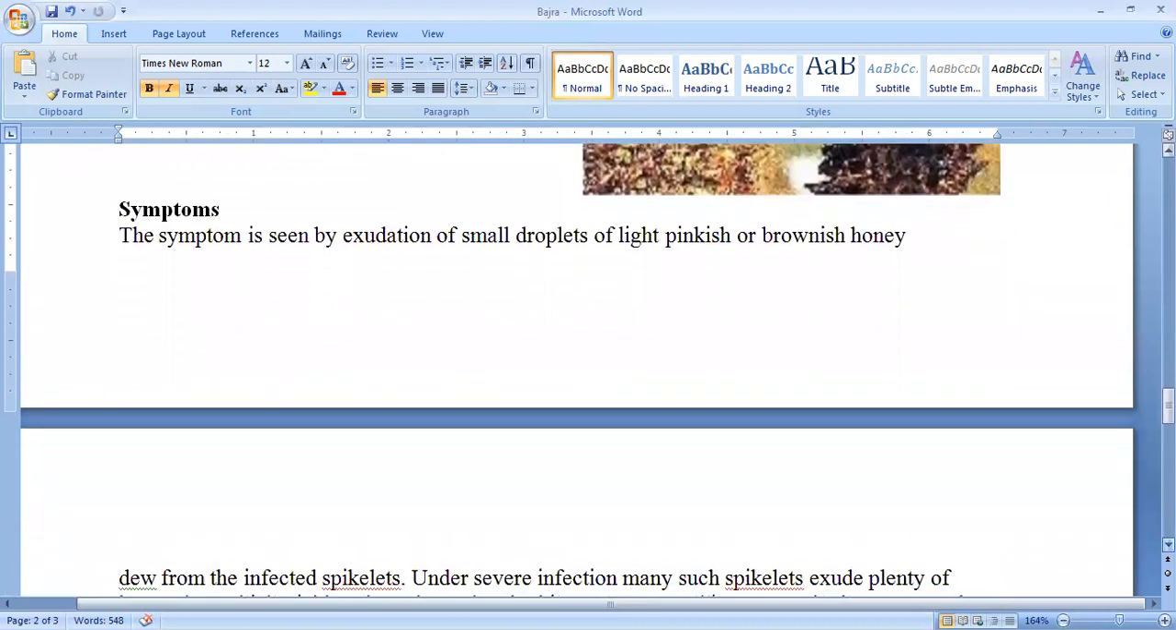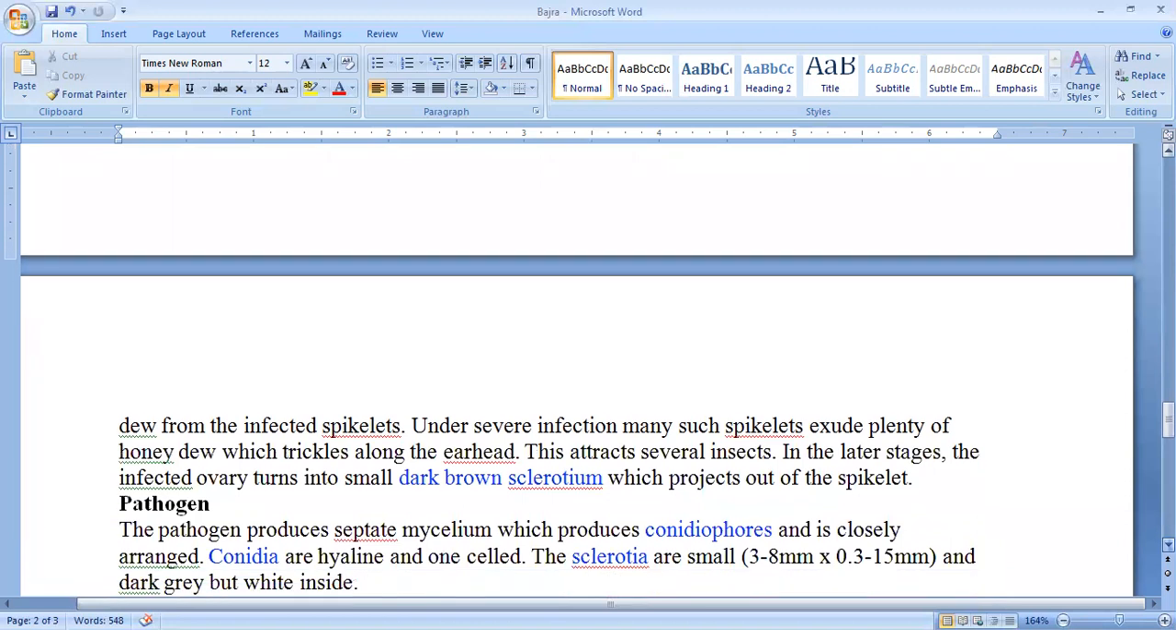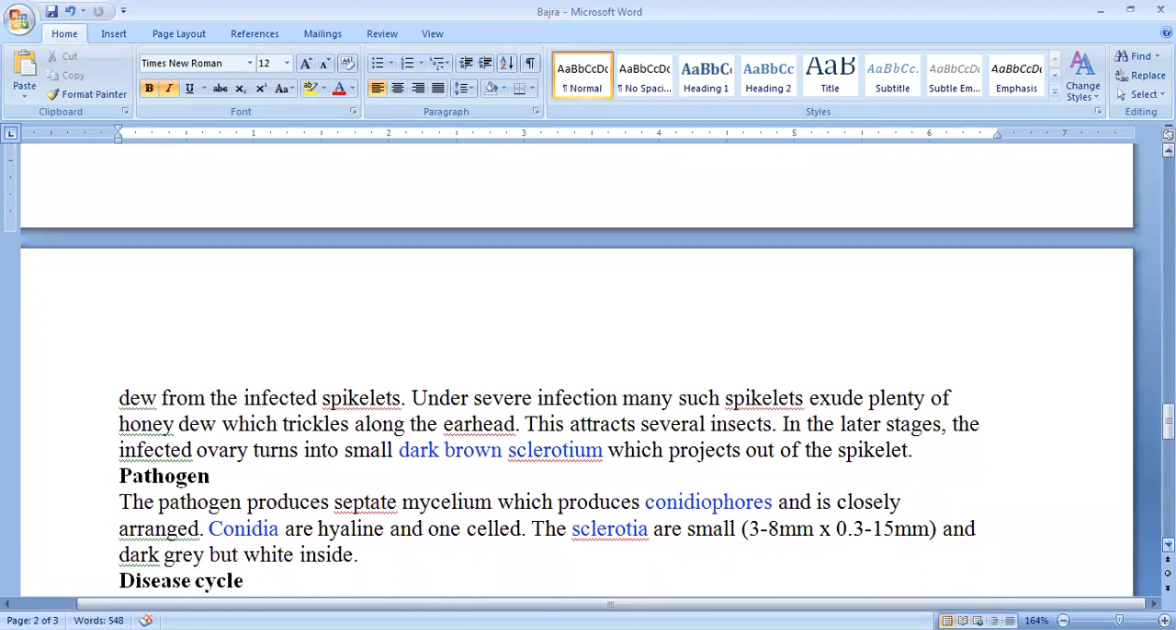So let's repeat the symptoms. It is seen by exudation of small droplets of lightish pink or brownish honey colored dew from the infected spikelet. So students, I hope you will keep in mind the main symptom, that is honeydew. Then as the infection goes on, after 10 to 15 days, what happens? These infected ovaries of the spikelet turn into dark brown sclerotia. And to this honeydew state, several insects are attracted.